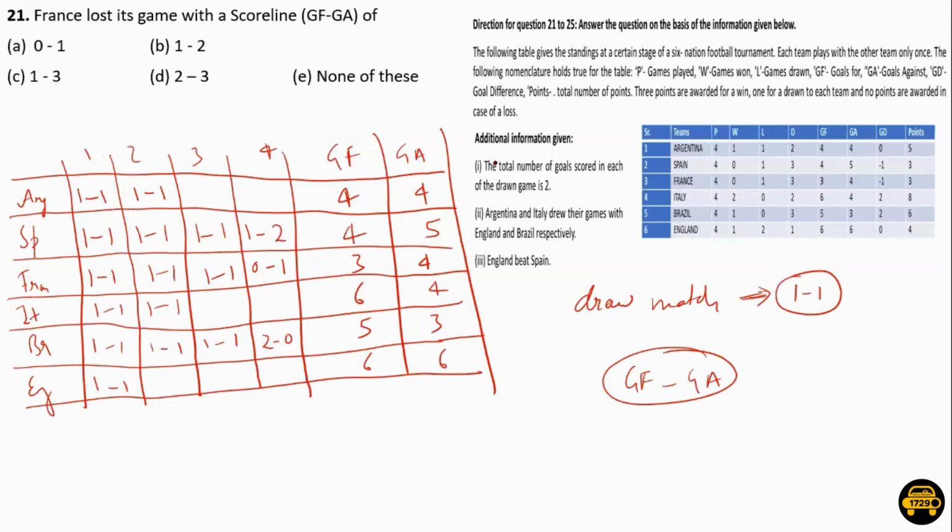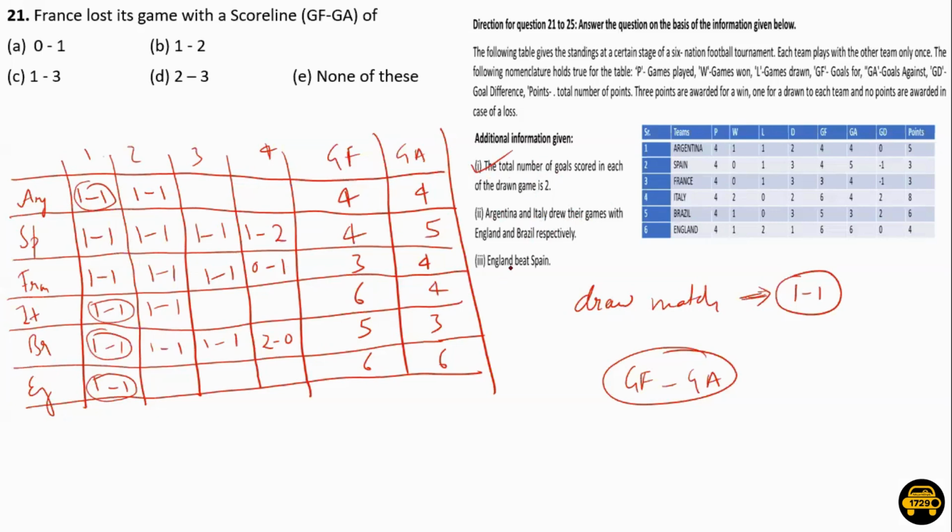Now, so we have utilized this first point of the additional information given. Now, Argentina and Italy drew their games with England and Brazil. So Argentina had a draw with England, so we can have this score line common for both of them. Now, Italy had a draw with Brazil, so one common score line for both of them can be this one. So this information is of use as of now.